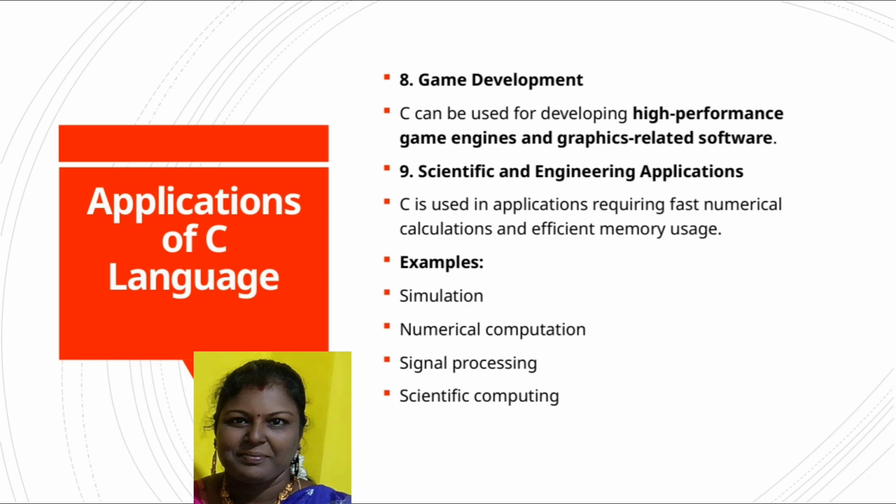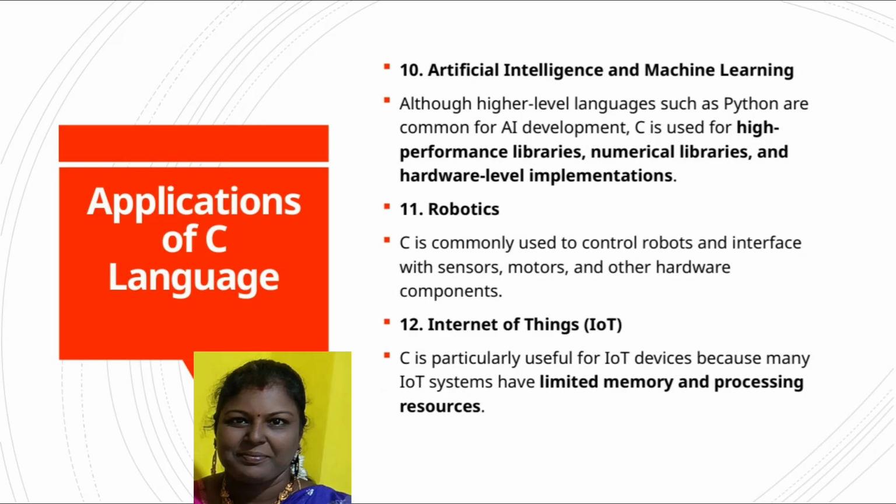Let's look at some key areas where C really shines. First, artificial intelligence and machine learning. While Python is popular here, C powers the high-performance libraries and hardware-level tasks behind the scenes. Then there's robotics, where C controls sensors, motors, and the hardware that makes robots move and respond.